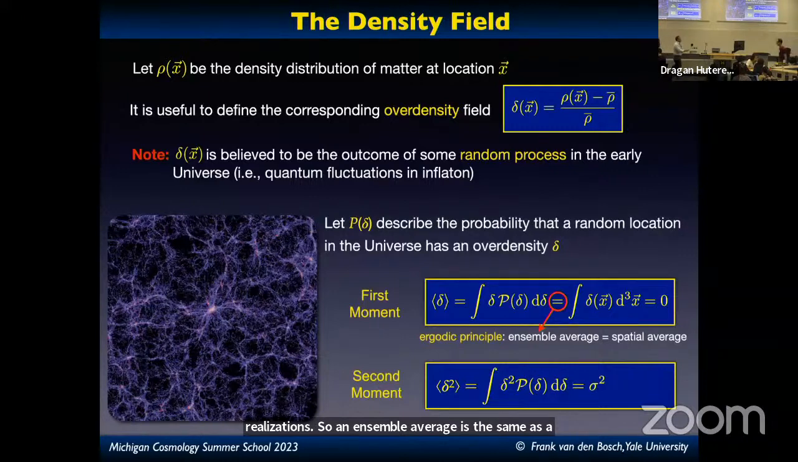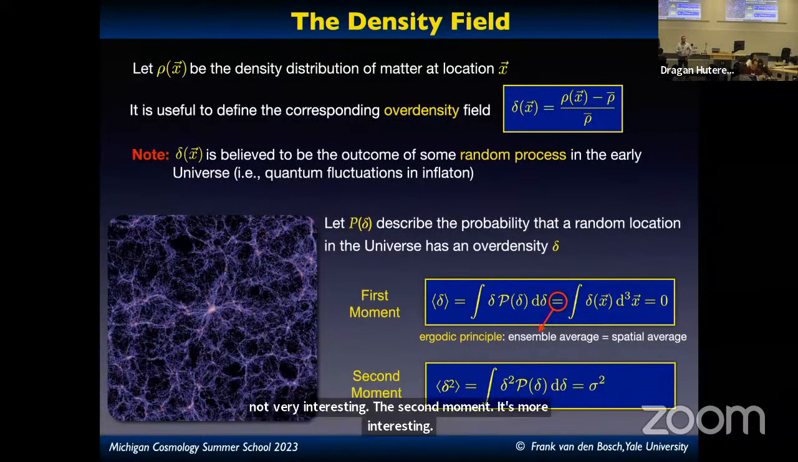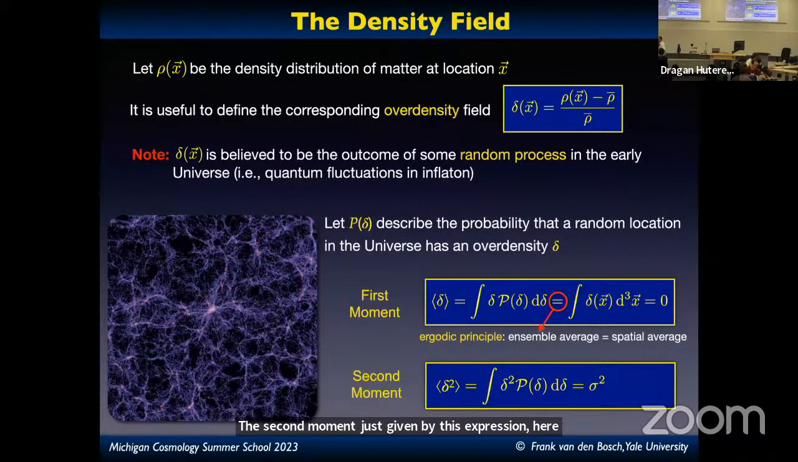And if you do that, you integrate delta over the entire space, you of course get zero. That's from the virtue of the definition of delta. So not very interesting, but the second moment is more interesting. The second moment is just given by this expression here, delta squared, and that's what we call the variance, or sigma is the variance of the density field. Okay, it describes what is the characteristic amplitude of these fluctuations, and that sigma will grow over time just due to that structure formation that I mentioned earlier.